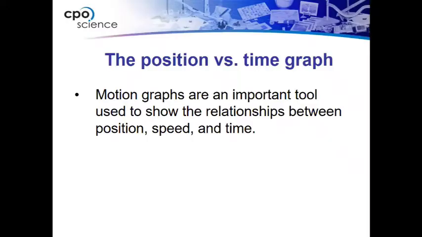Motion graphs are an important tool used to show the relationships between position, speed, and time. So with this graph, we will see how these three quantities are related to each other. For instance, a moving body, how long will it take?